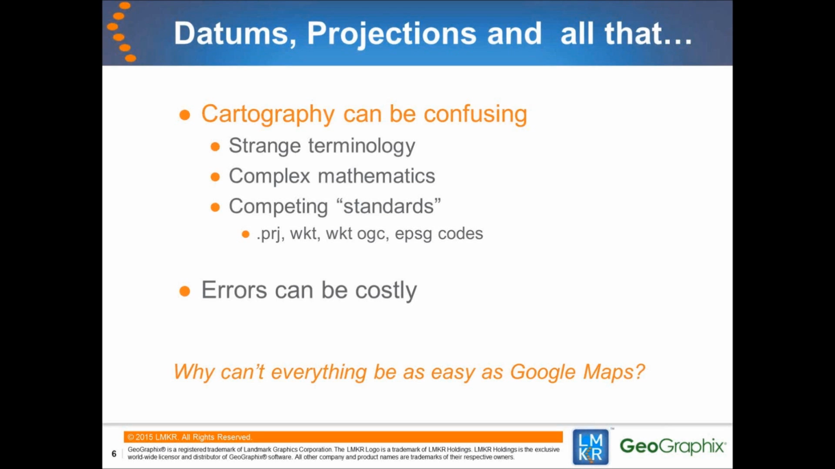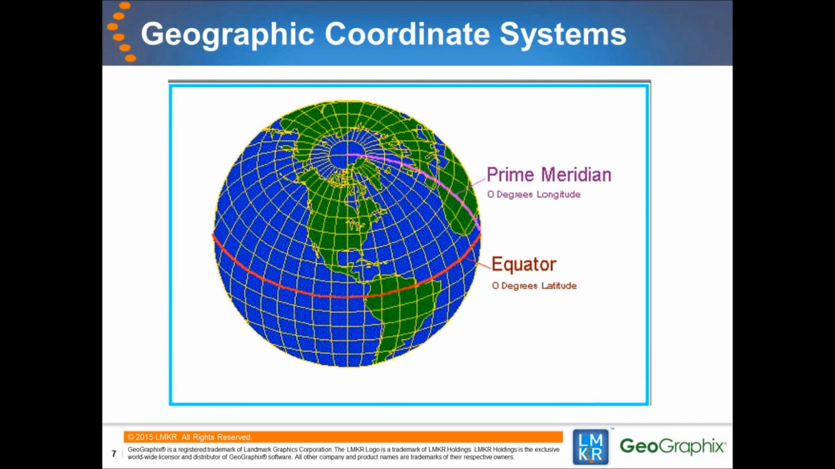What's a datum? What's a projection? How does cartography work? Because errors can be costly in the oil and gas industry, as you all know. Just a couple hundred feet on a bottom hole location could get you in hot water, get you fined, or basically you're drilling a well for somebody else. So let's start with geographic coordinate systems.